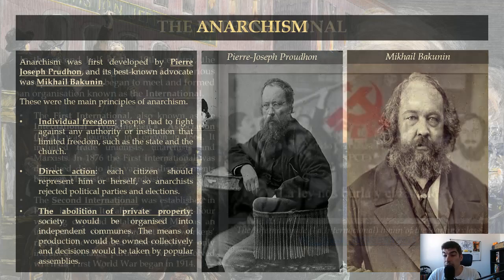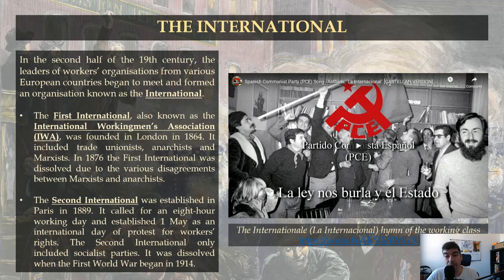In the second half of the 19th century, these revolutionary ideologies started to organize all over Europe. So the leaders of workers' organizations from various European countries began to meet at the end of the 19th century and form an organization that held everyone, known as the International, La Internacional, and there were several internationals. The first international, also known as the International Working Men's Association, the IWA, was founded in London in 1864. It included trade unionists, sindicalistas, anarquistas, and marxistas.